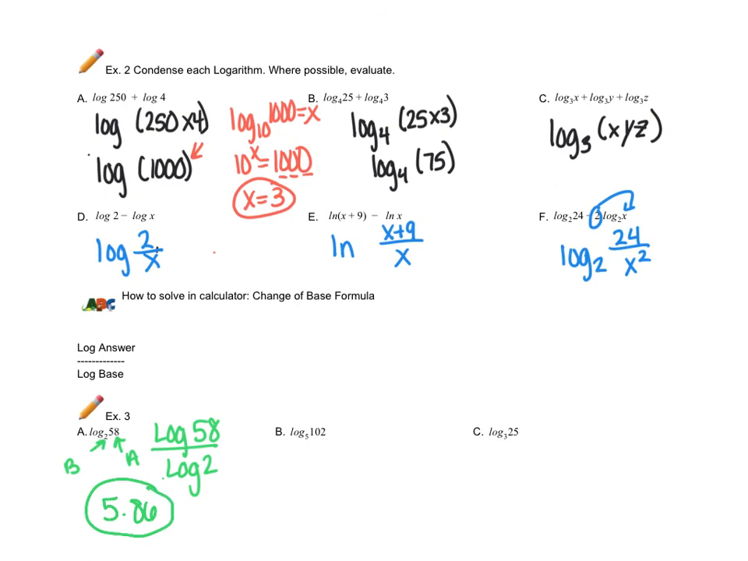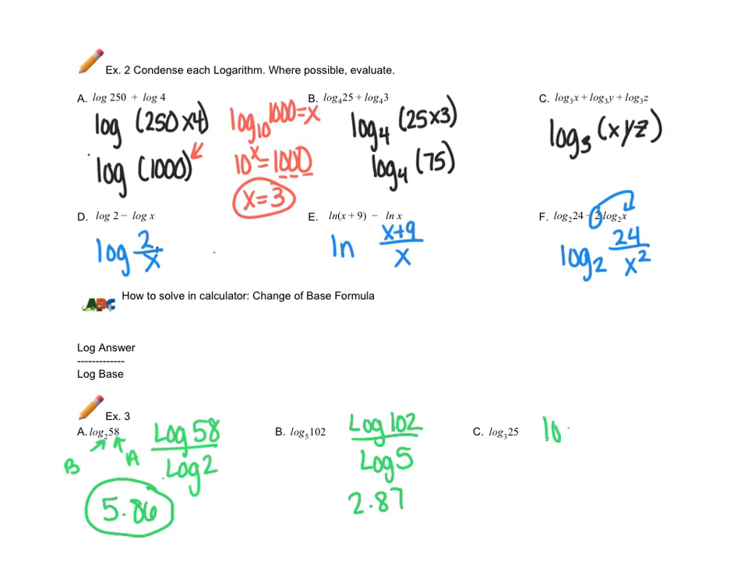For example B, you do log 102 divided by log 5. So in my calculator, log 102, close parenthesis, divided by log 5, close parenthesis. So I get 2.87. Now keep in mind, if it's opening up a parenthesis for you, please be sure to close it before you're typing in anything else.